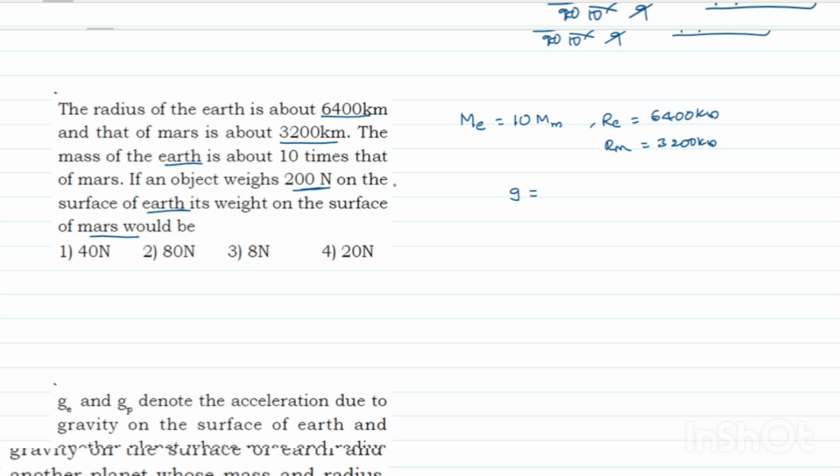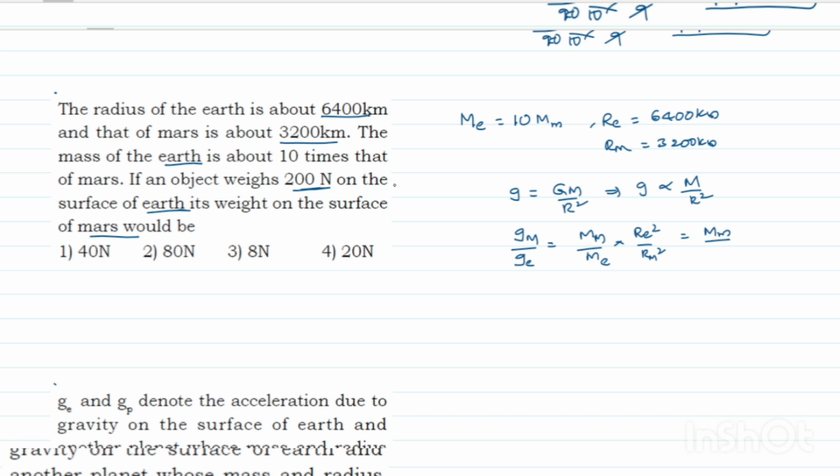Now you know the relation between small g and capital G, GM by r square. So here, its weight on the surface of Mars: you can take g on Mars by g on Earth, which is nothing but g is directly proportional to m by r square. So g on Mars by g on Earth will be equal to the mass on Mars by the mass on Earth into re square by rm square. Mass on Mars, in the sense, you just give the name.